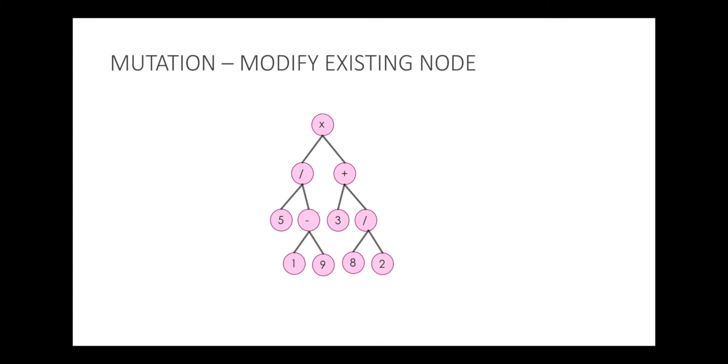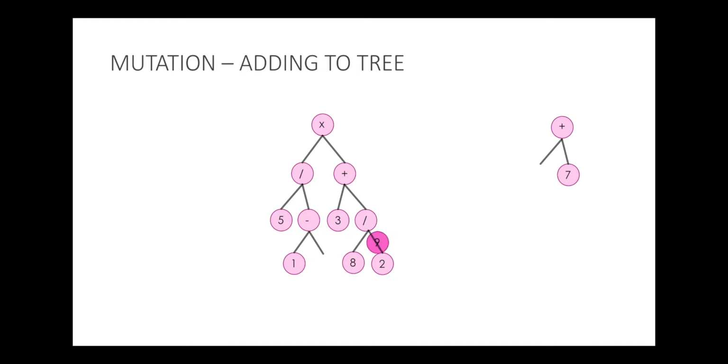In modify existing node, this division operator has been randomly chosen to be modified, and a multiplication operation has been randomly chosen to take its place. Now, in add to tree, this 9 leaf node has been randomly selected for mutation. We create a new addition node as a new operator node and a new leaf node with a value of 7. We then place the 9 node as one of the children in the new set of nodes. And finally, we put the addition node in the place that the 9 node was originally found.